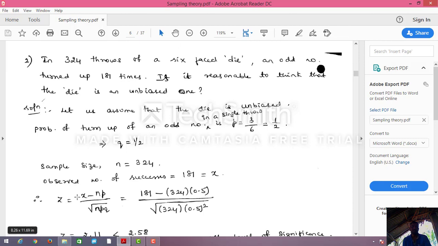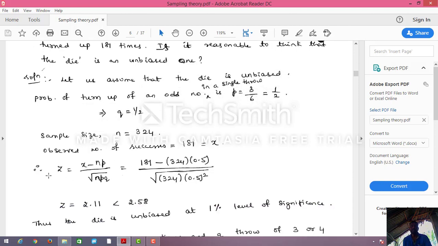Now, Z equal to x minus np divided by root of npq. What is x? X is 181. N is nothing but 324. P is nothing but 0.5, divided by root of npq, 324 into p is 0.5. Q is also 0.5. That way I have written that p into q is nothing but 0.5 whole square. Now if you simplify this, you will get Z equal to 2.11, which is less than 2.58.